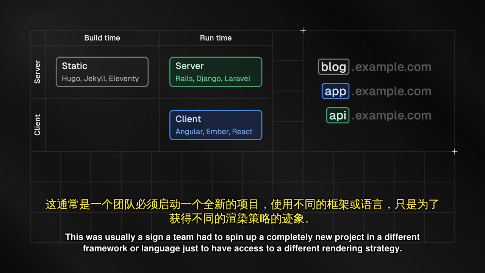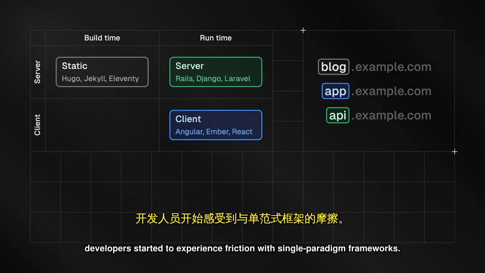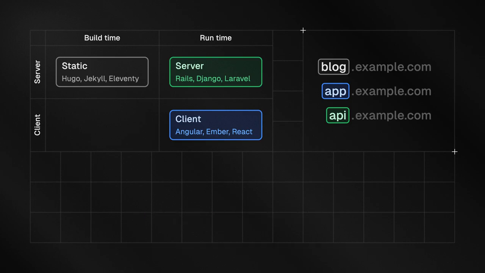This was usually a sign a team had to spin up a completely new project in a different framework or language just to have access to a different rendering strategy. As user expectations and industry trends evolved, developers started to experience friction with single paradigm frameworks.